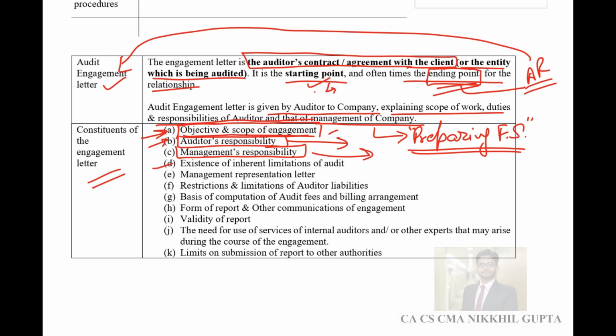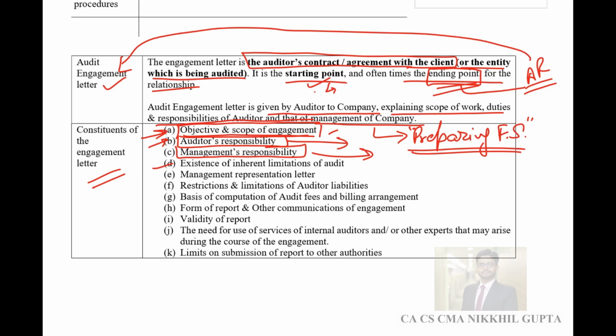Point number 4, existence of inherent limitations of audit. So guys, as we have studied, the auditor has a very limited tenure, very limited time to complete the audit, which means the auditor might have just, say, a few days to complete the audit. In such a short span of time, it is not possible for the auditor to review or to check 100% of the transactions. In such a case, the auditor should take help of techniques like sampling. He should sample test check certain transactions to ascertain whether the entire gamut of transactions, or the entire family of transactions, is fine or not.